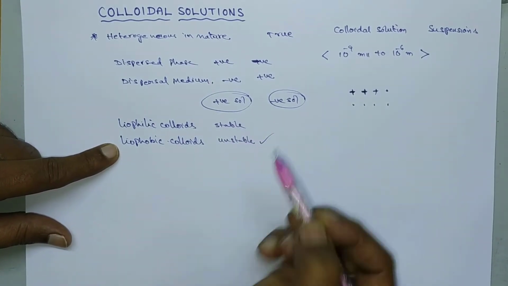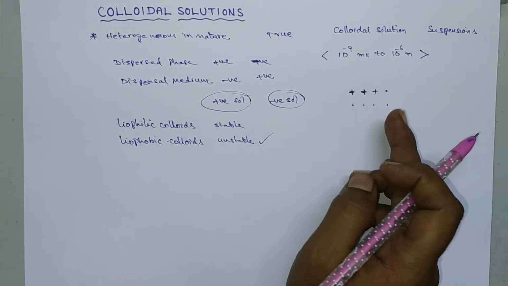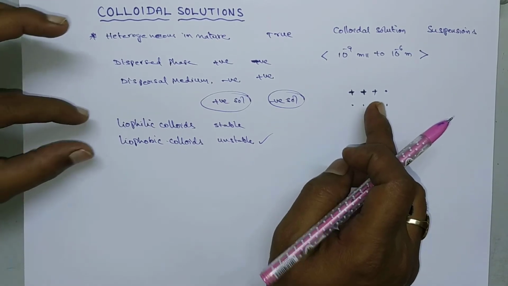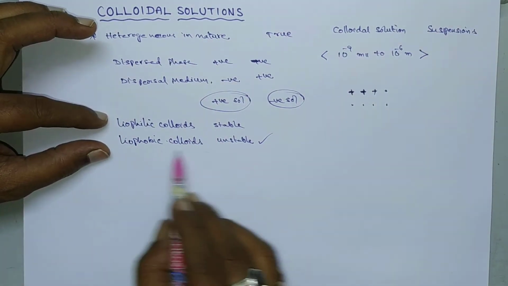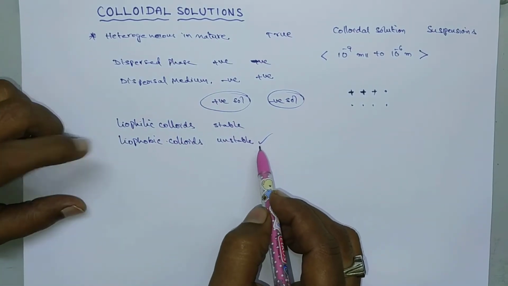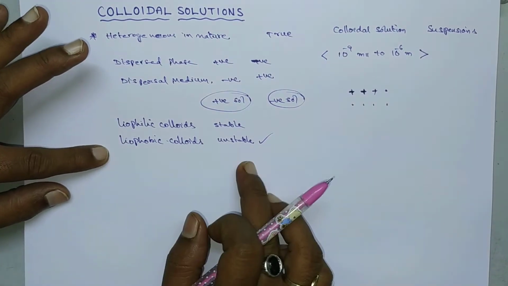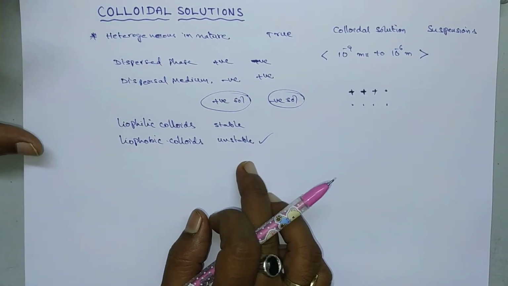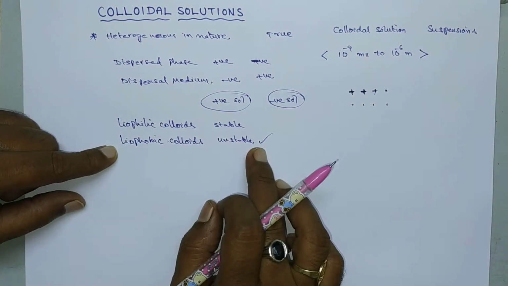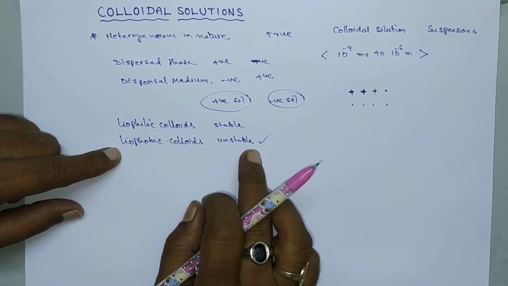So why do these become unstable? Generally colloidal particles exhibit positive or negative charge, and due to these charges they are mostly stable. But when compared with lyophilic colloids, lyophobic colloids are unstable. Why? Because during the preparation of lyophobic colloids, some electrolytes are used. Due to the presence of these electrolytes, they are highly unstable.